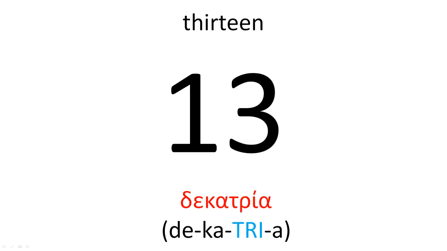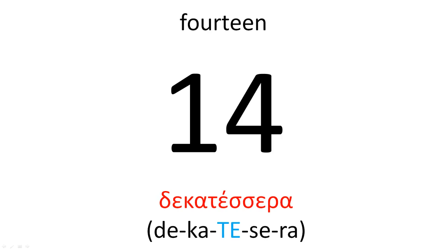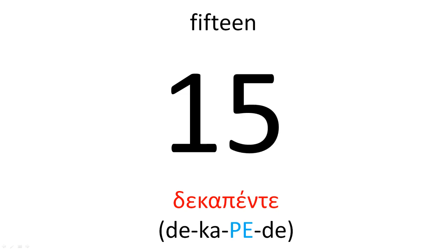So, for 13, we have δεκατρία. And what is δεκατρία? Δεκατρία is 10 plus 3, which is equal to δεκατρία. Makes sense, right? Next number is 14. 14 is translated as δεκατέσσερα. 10 και 4. 15. 10 και 5.